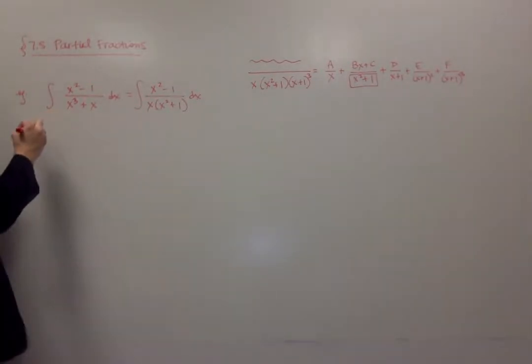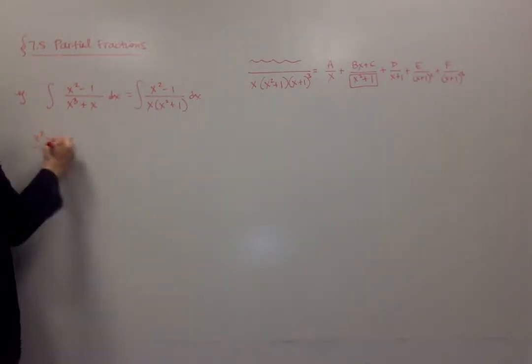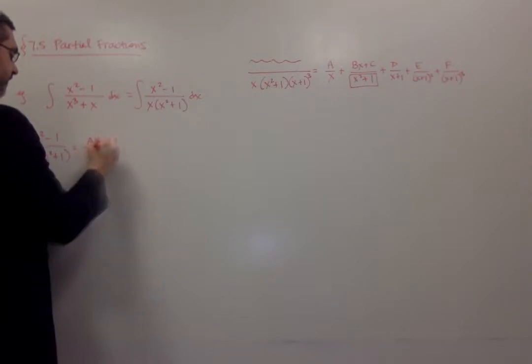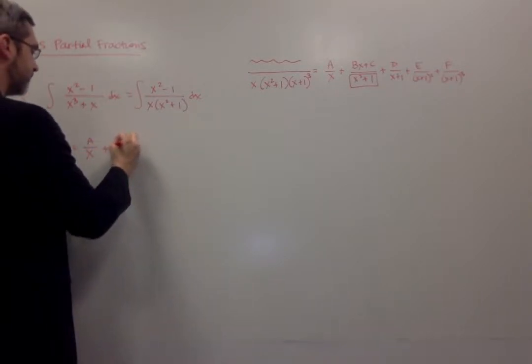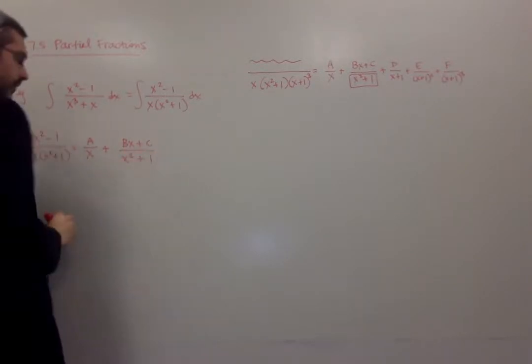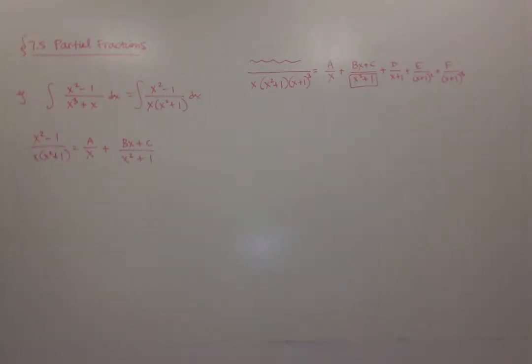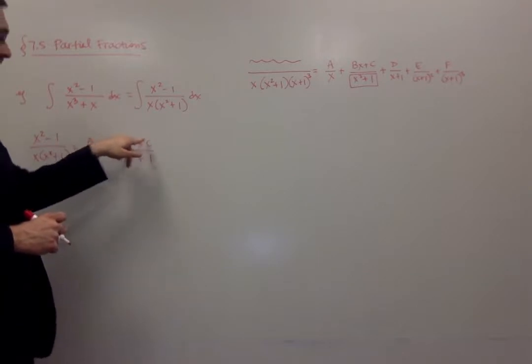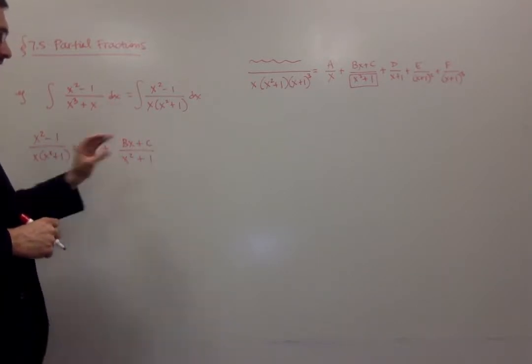So what I'm going to do now is figure out the partial fraction decomposition here. For the x term, I'm just going to have A over x. And for the x squared plus 1 term, I'm going to have Bx plus C over x squared plus 1. We're good so far? Now I just need to figure out A, B, and C, and then we'll work on integrating this.